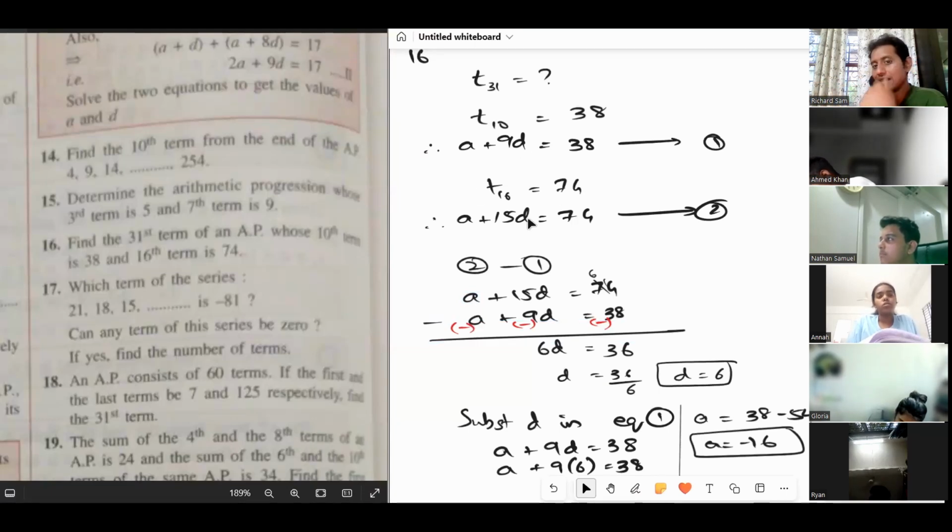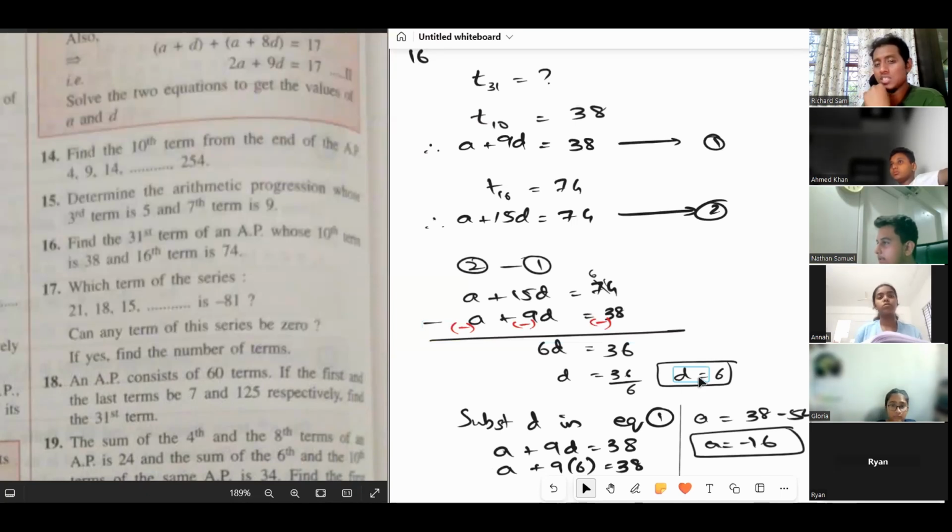Now we either need to add these equations or we need to subtract them. If we add them, A is not getting eliminated because A plus A would become 2A. But if we subtract them, A is getting eliminated. That is our aim, to eliminate one of the variables. So A minus A became 0. And then remaining, when we subtracted, we got 60 is equal to 36. And then from that, we got D.